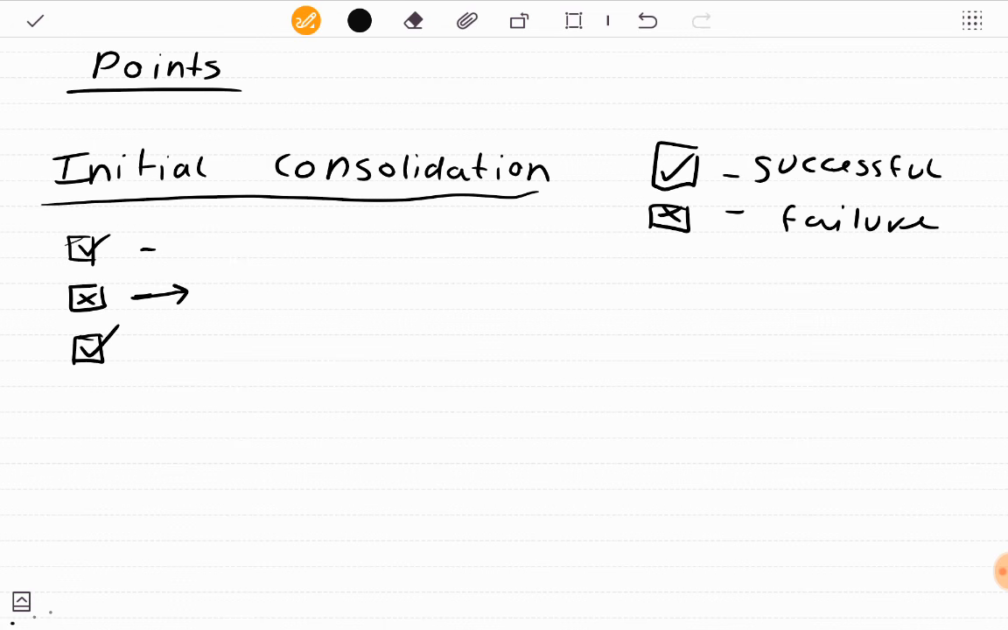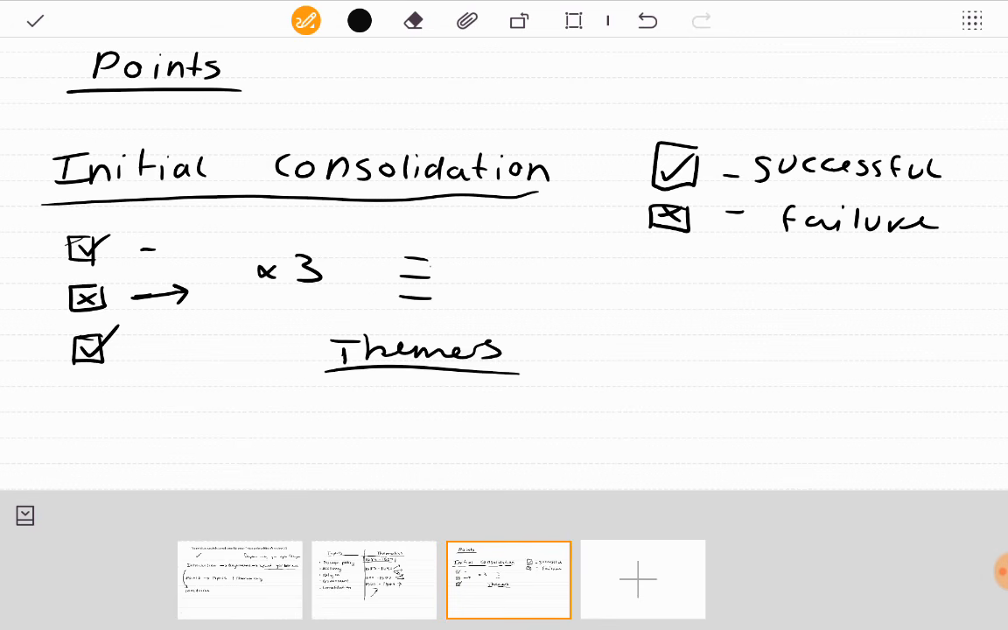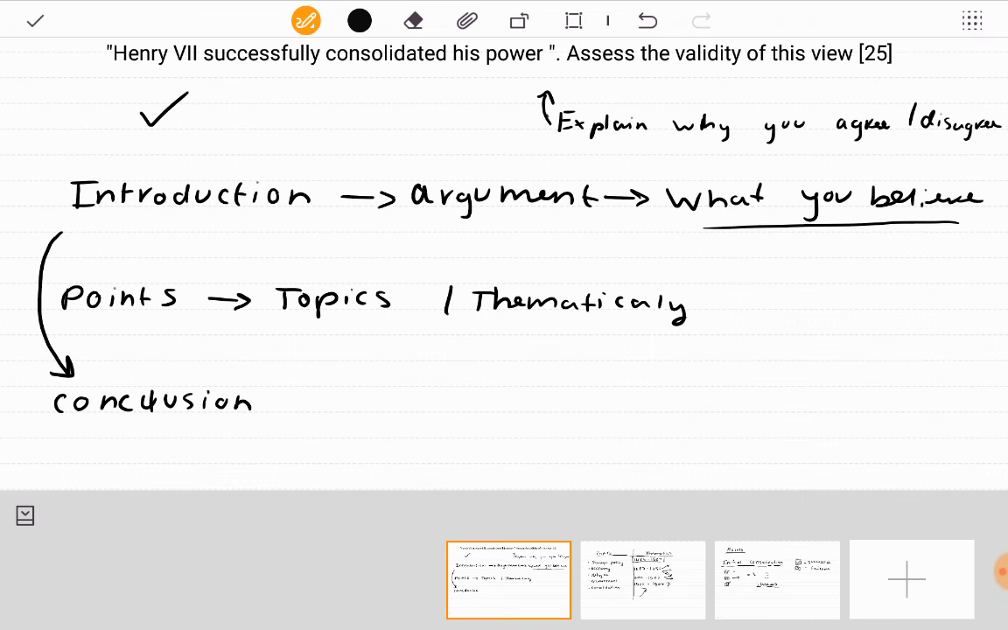or saying there are more points on balance in this topic that argue that it's successful. And if you do that times 3 with 3 different topics, or you do that times 3 with the different themes, you can easily get a balanced argument that has both sides of the coin, and then link to your conclusion.